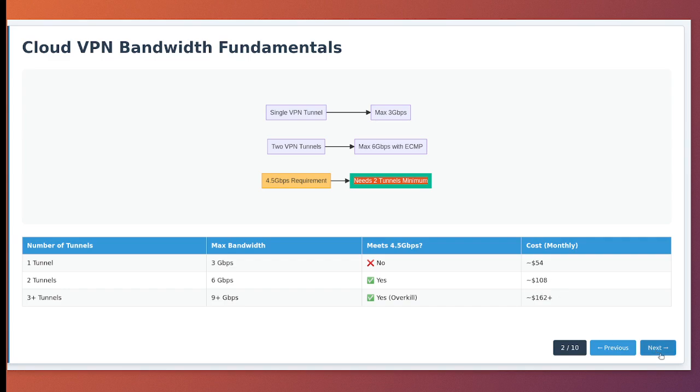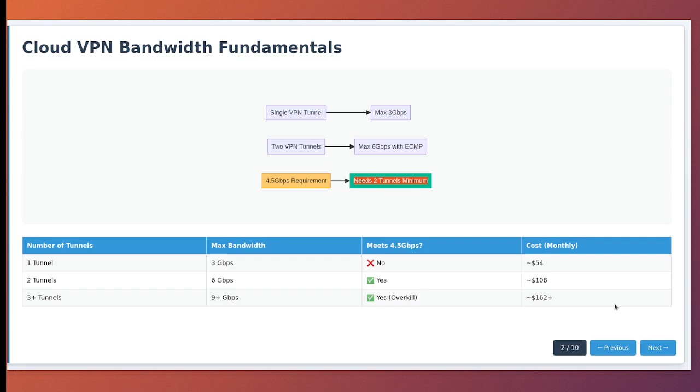Cloud VPN uses IPsec for encryption, which satisfies our security requirement. It also supports BGP for dynamic routing, allowing us to automatically advertise all VPC subnets to the on-premises network. The cost is relatively low compared to dedicated interconnects, making it suitable for a small firm.